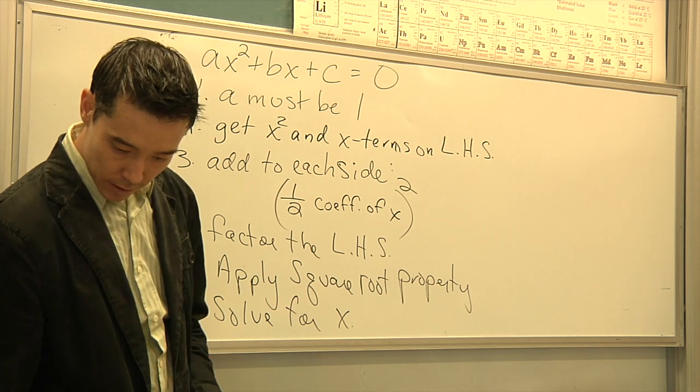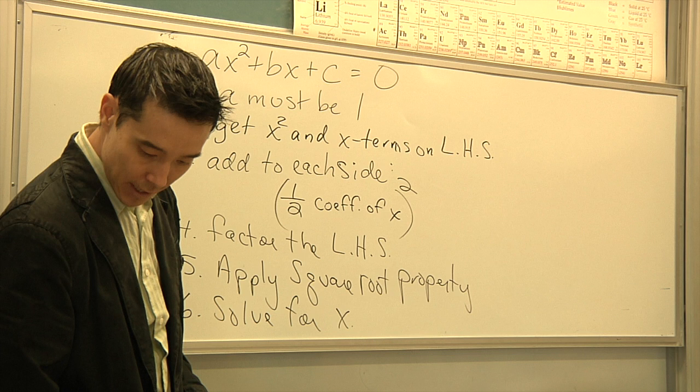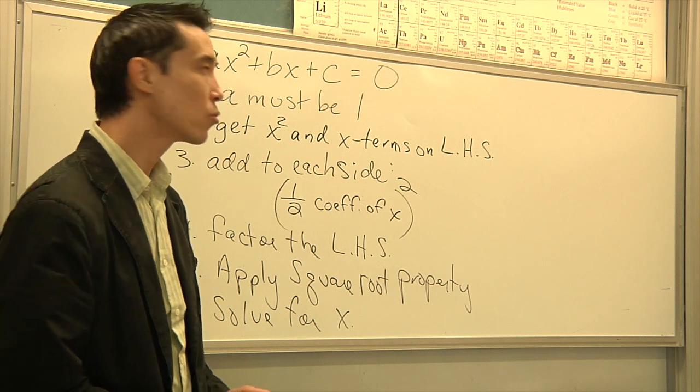Okay, let's do an example. X squared plus 8x minus 20 equals 0.